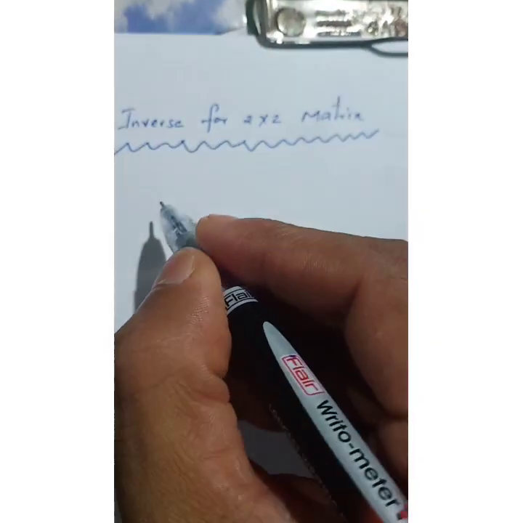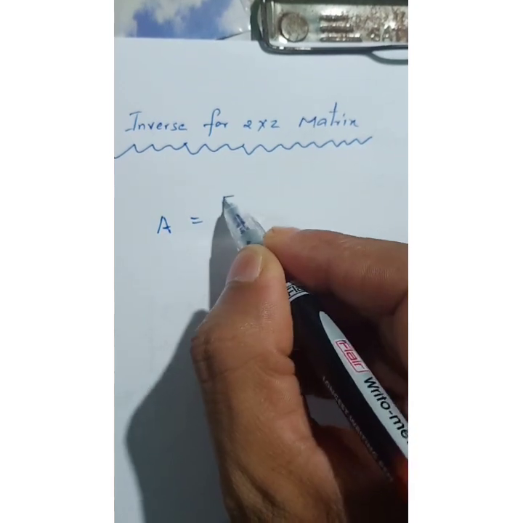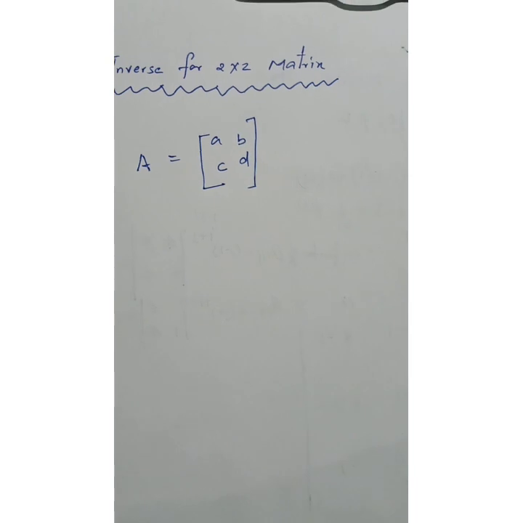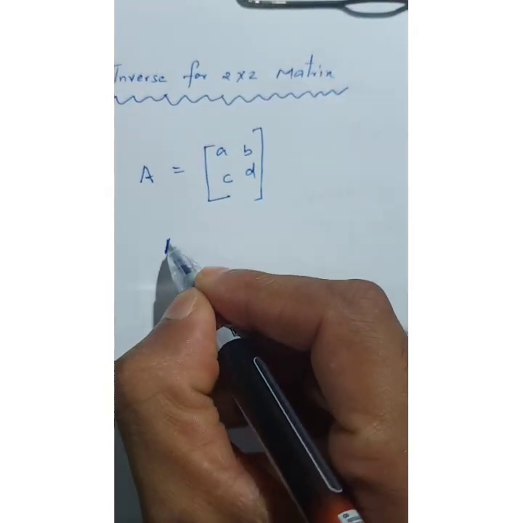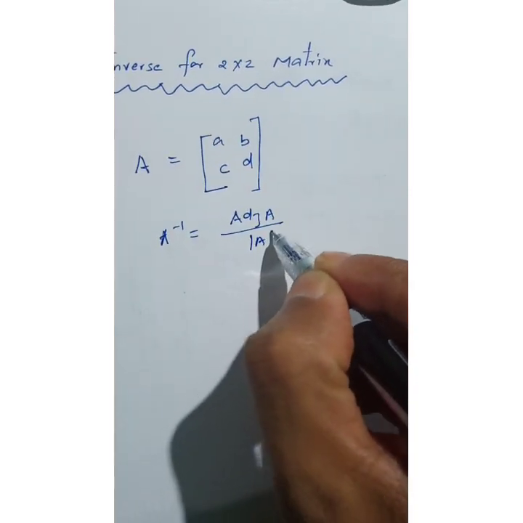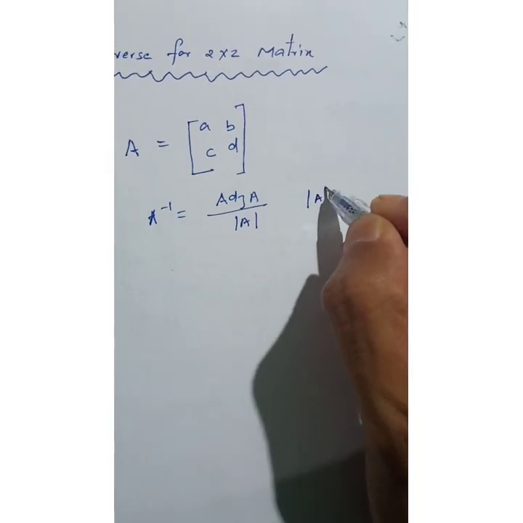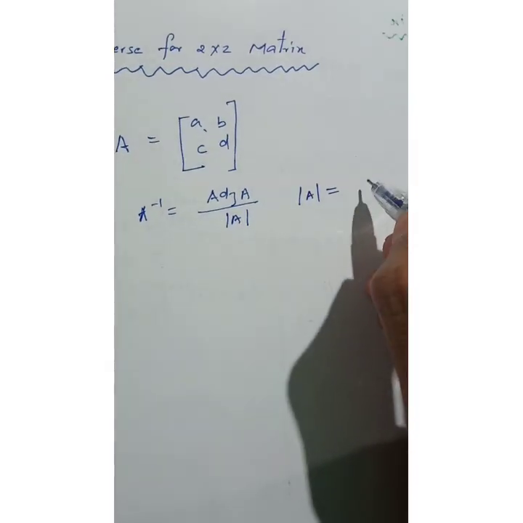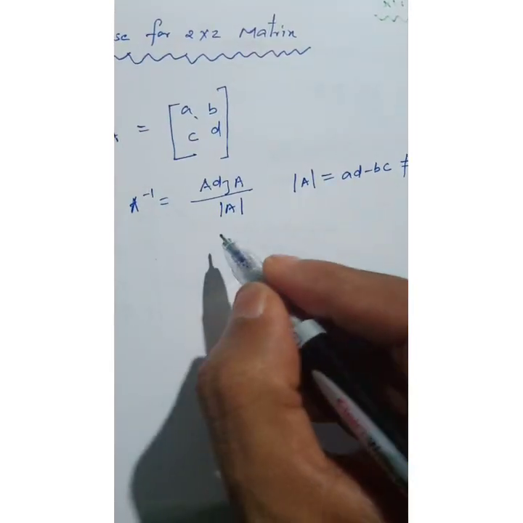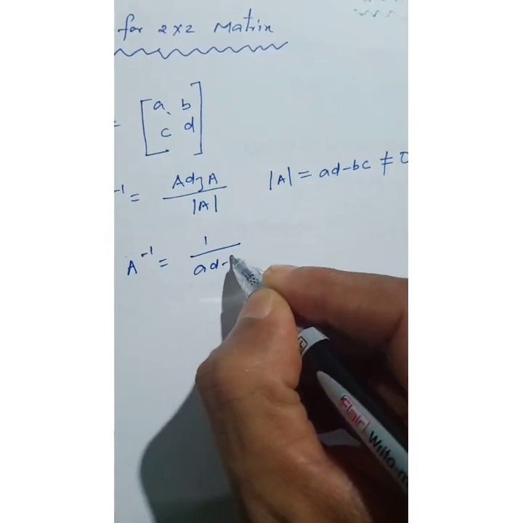Let's see inverse of 2 by 2 matrix. It's very simple. Suppose a matrix is like A is equal to A B C D. Now we need to find the inverse of the matrix, so we can say A inverse is equal to adjoint A upon det A. It's very simple. What you have to do means, first of all you will find det of the matrix. Det of the matrix is nothing but AD minus BC. So you will write AD minus BC, which is not equal to 0. That means inverse exists. So A inverse will be 1 upon det A. Det A is nothing but AD minus BC.